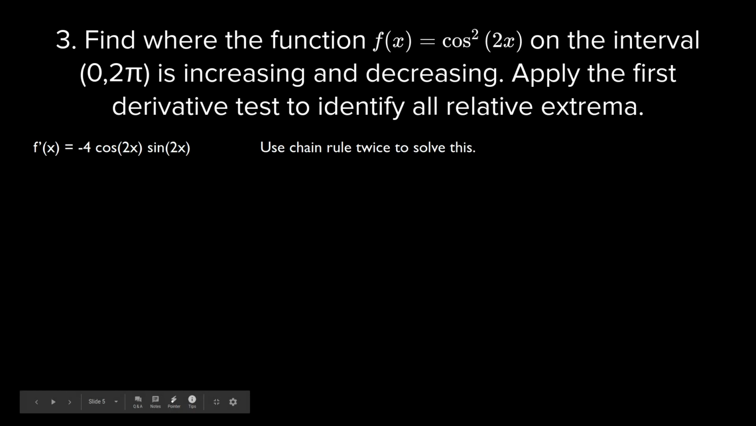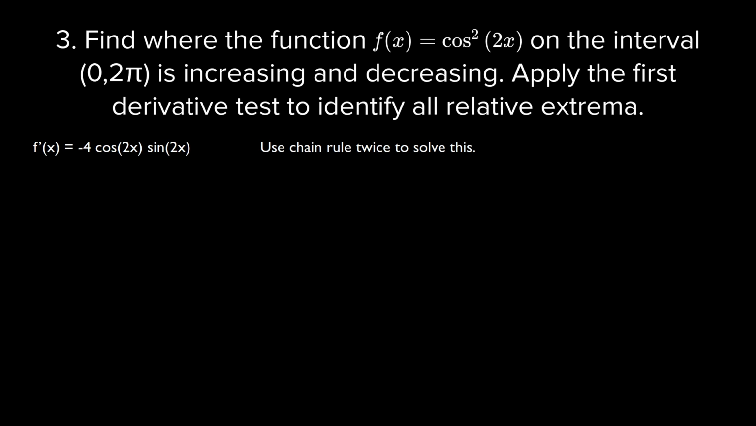Negative 4 cosine 2x sine 2x. Or if you want to rephrase this, you can say it's also negative 2 times sine 4x, because this is just the double angle rule for sine. But that's not as important for now.